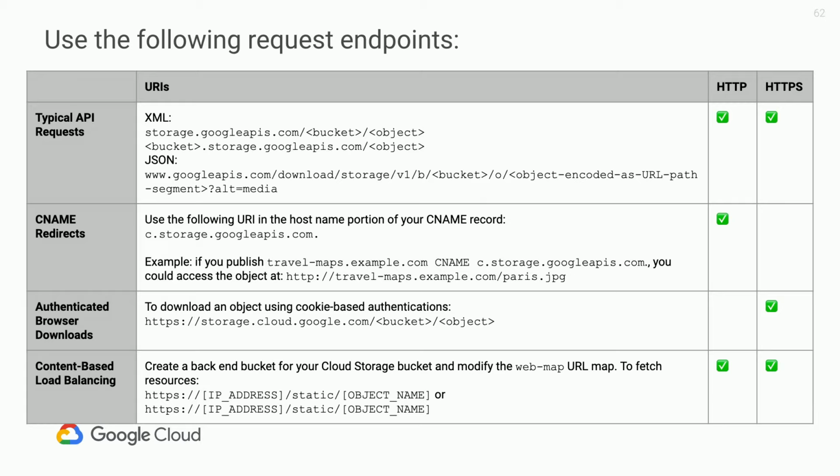Finally, we have content-based load balancing. If you create a bucket and you have a backend behind your load balancer, you can assign that backend to Cloud Storage and modify the web-map URL. So the request can be routed to the URL maps that begin with the /static path. Traffic that goes to that path will be sent to a storage bucket, whereas other requests will still be sent to the virtual machine instance group.